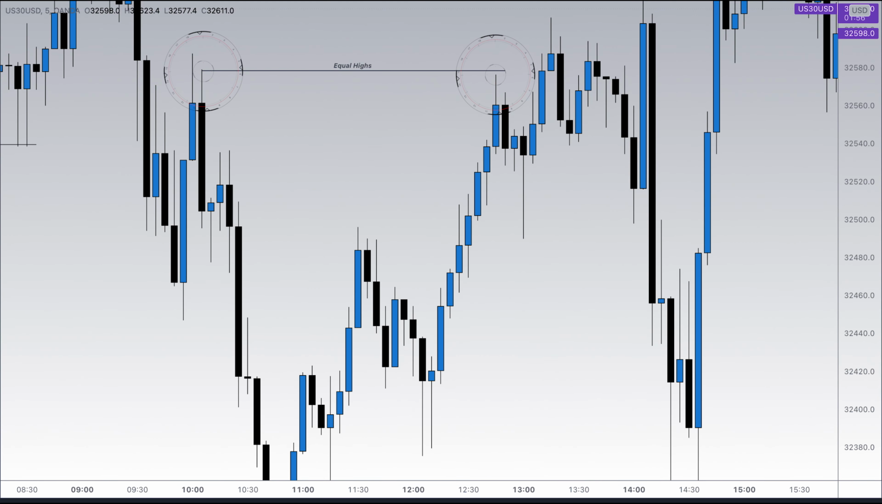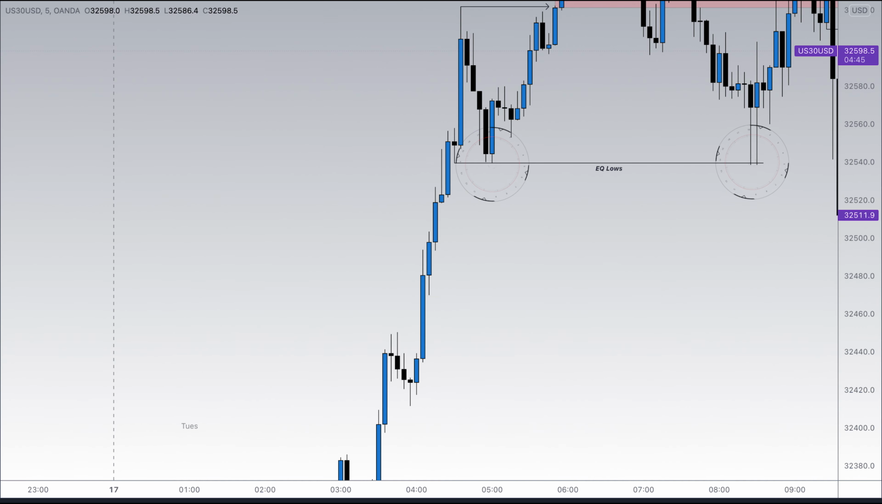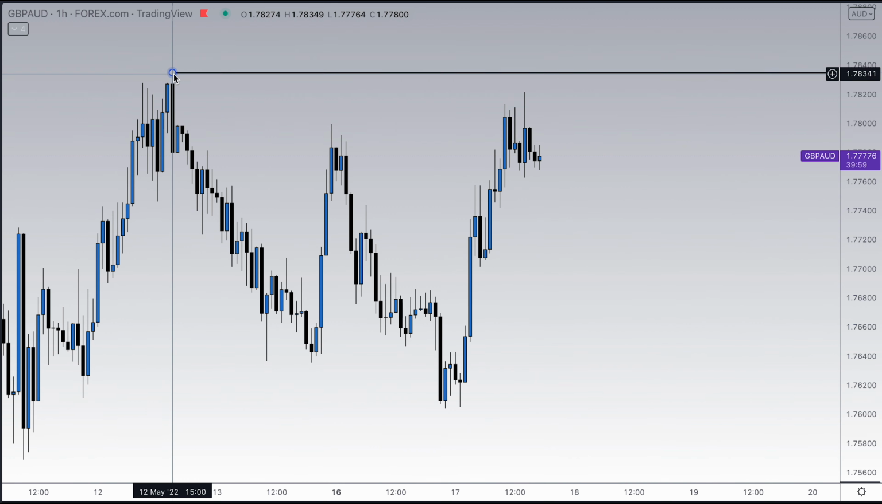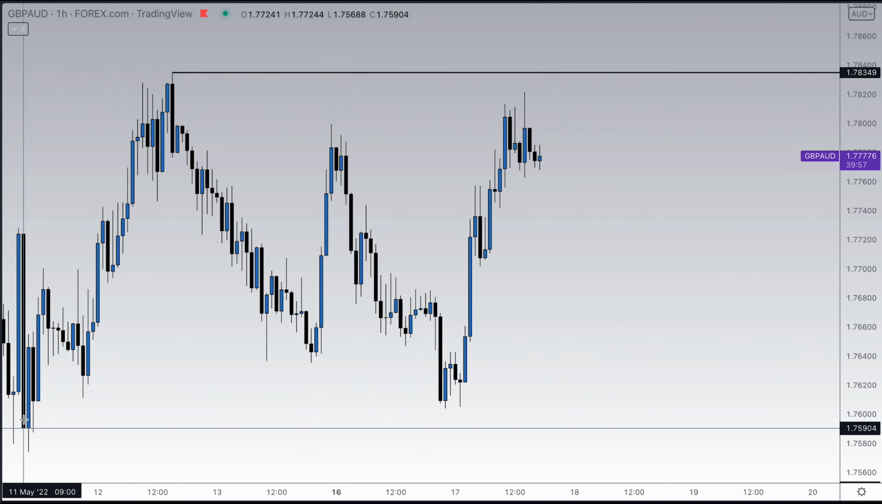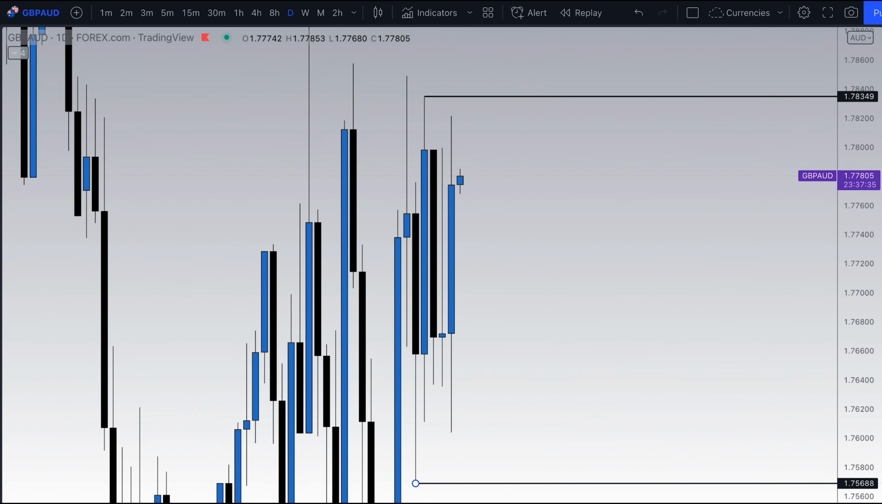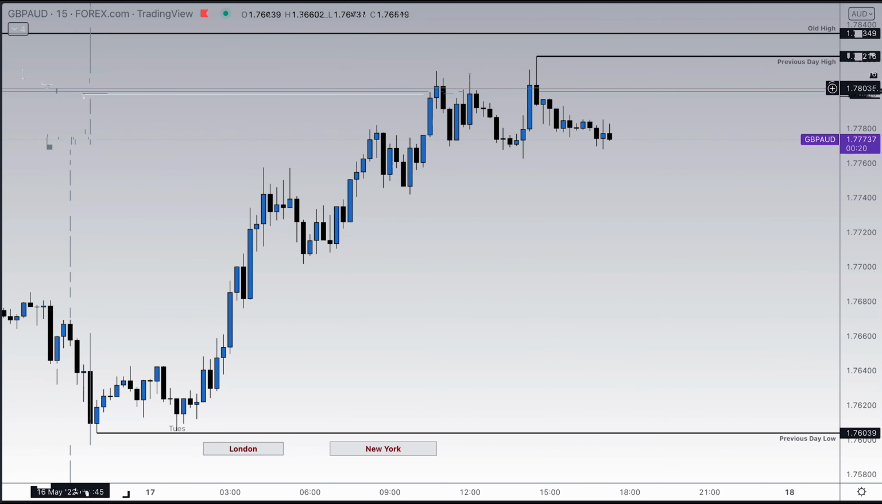We can spot these areas of liquidity from previous areas where there were double tops and double bottoms. This is also known as equal highs or equal lows. Mark out those levels on your chart. Then you want to make out previous daily highs and lows followed by session highs and lows.